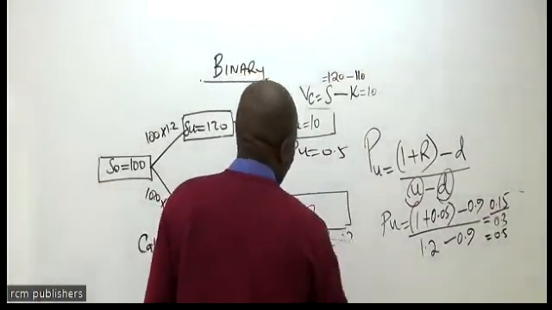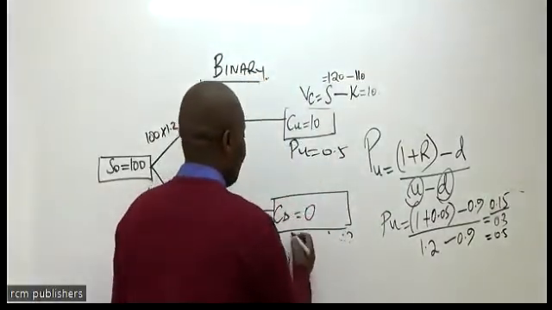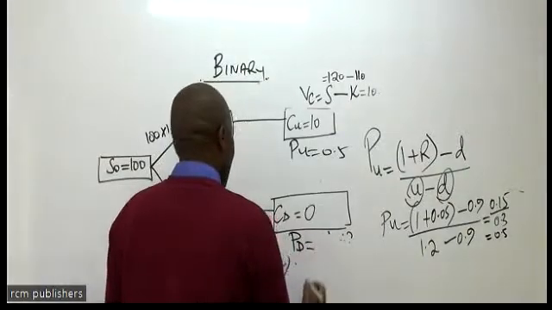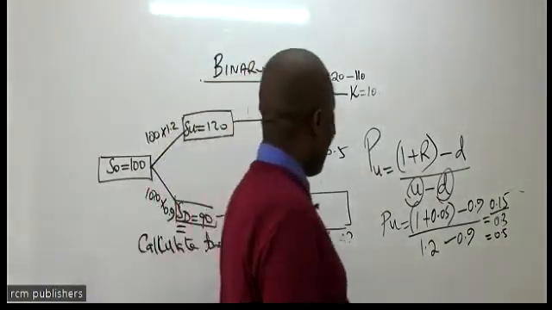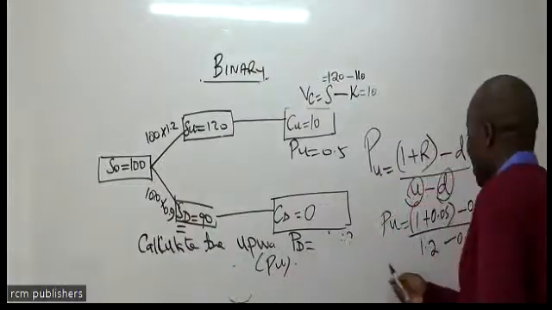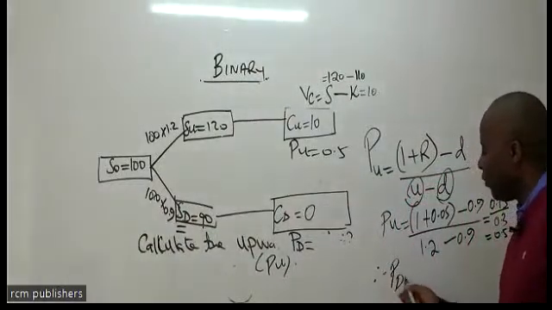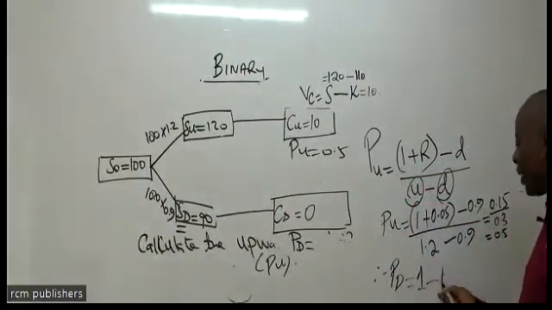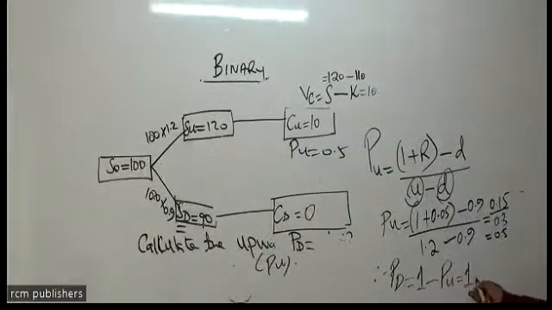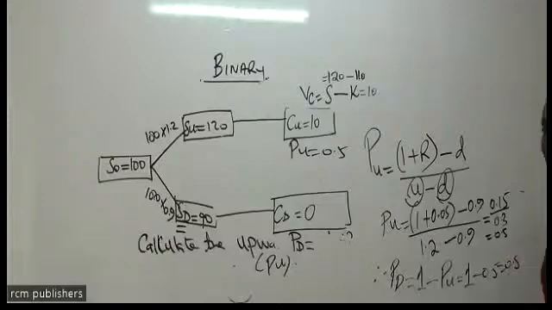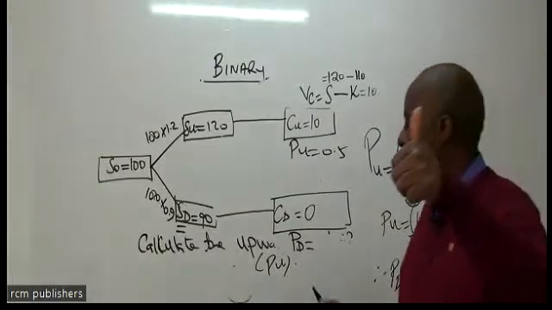Then what do you think in this case here will be the probability of down? Therefore, probability of down will be equal to 1 minus probability of up, which is 1 minus 0.5. So probability of down will be 0.5. Thank you so much. 0.5, yes.